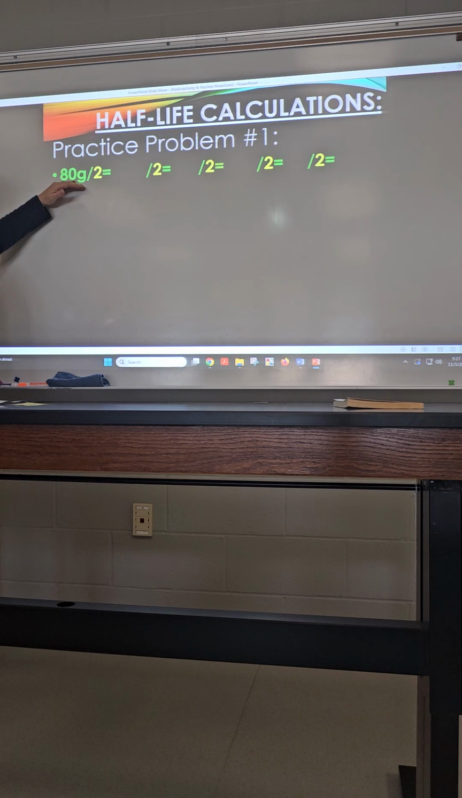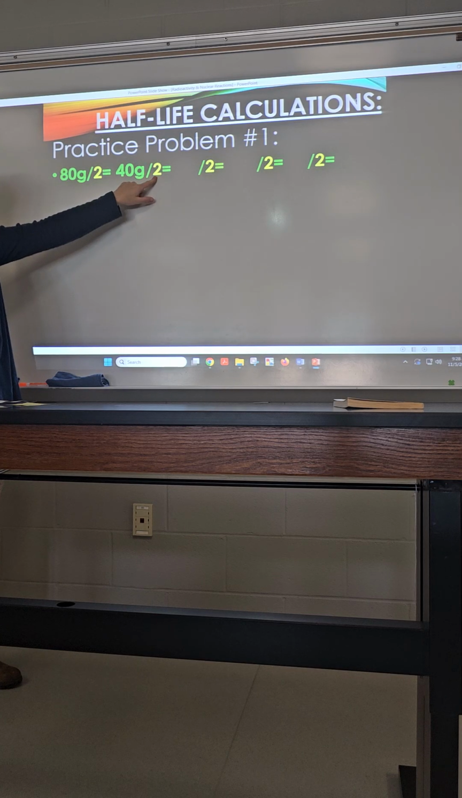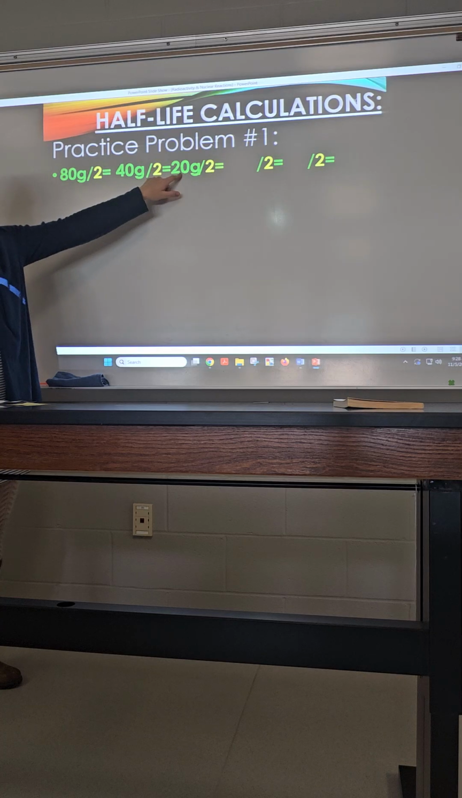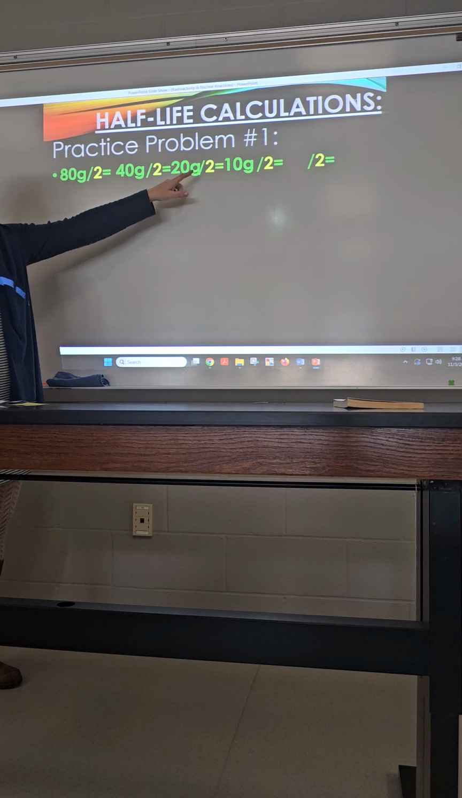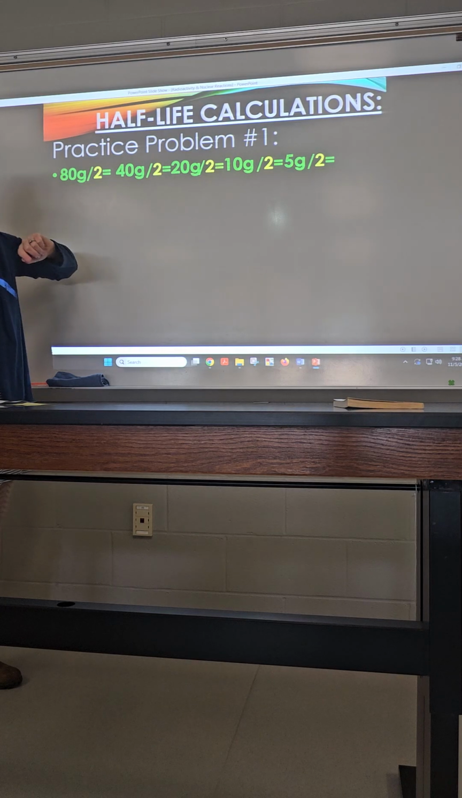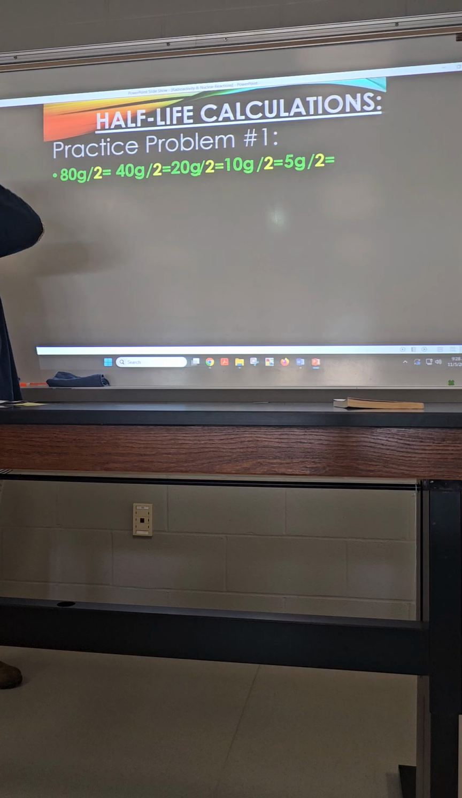So on your paper, you have 80 divided by 2 gives you what? 40. And then 40 divided by 2? And then 20 divided by 2? 10 divided by 2? 5. And then 5 divided by 2? 2.5.